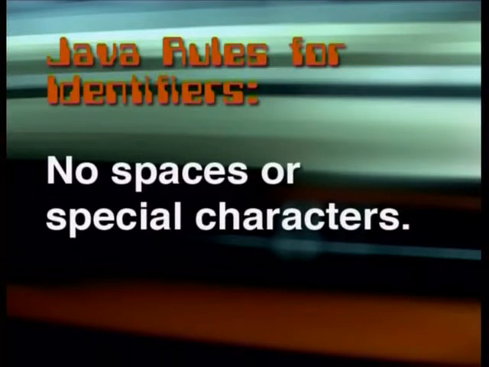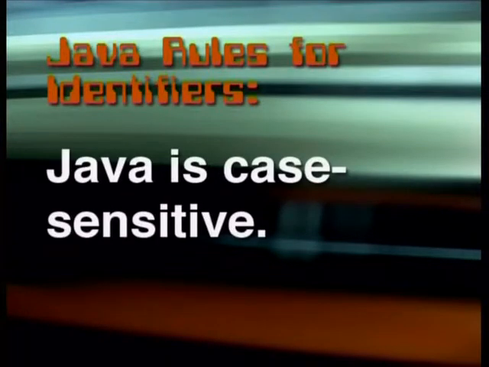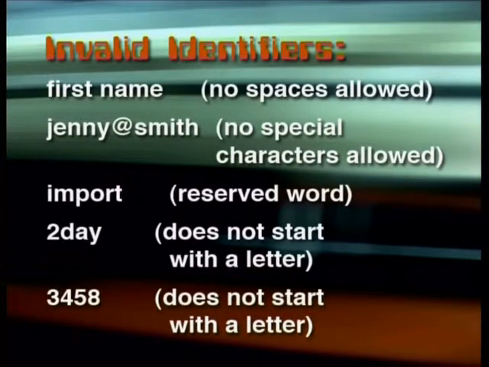There may be no spaces or special characters in the identifier. The identifier may not be a reserved word. Lastly, always remember that Java is case sensitive. Here are some examples of valid and invalid identifiers.